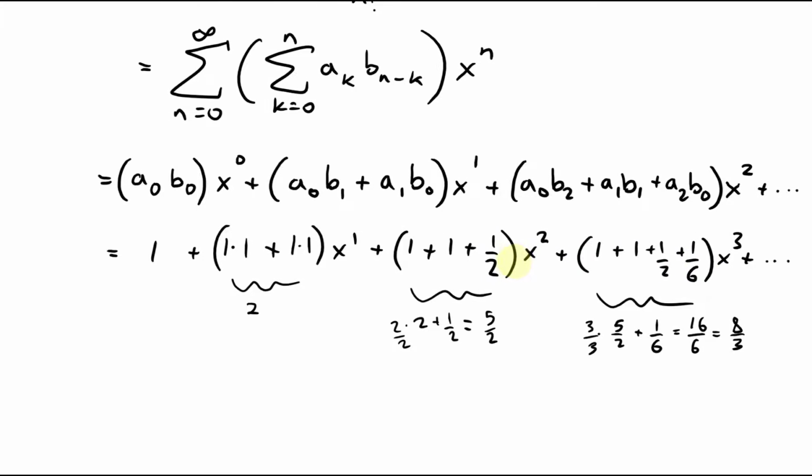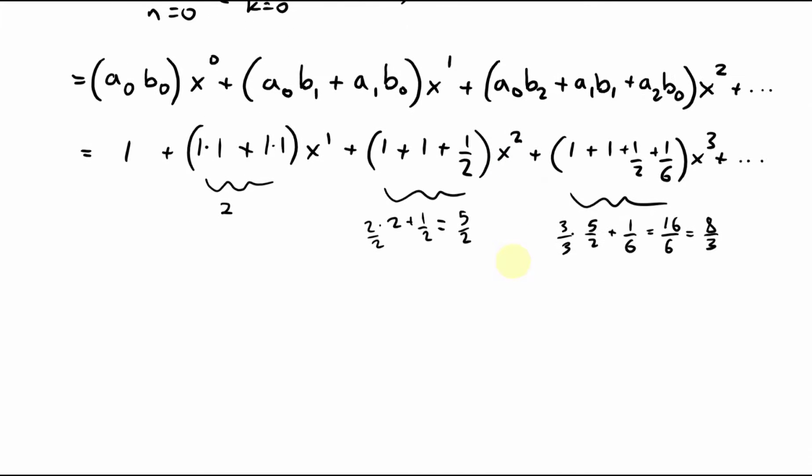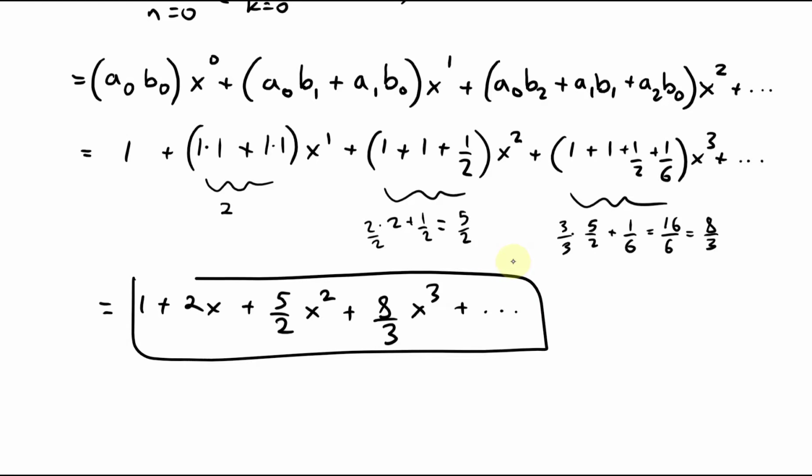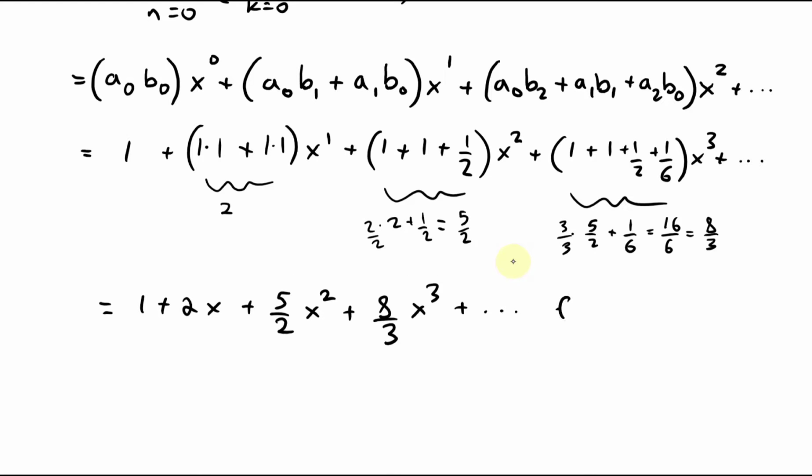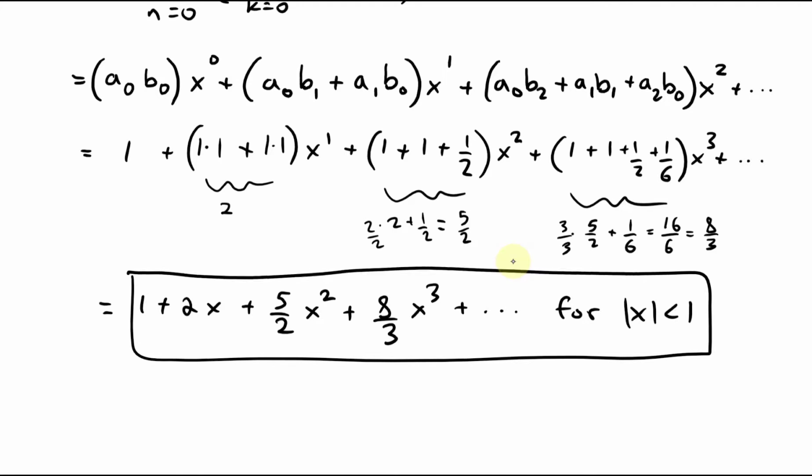So our first 4 terms is equal to, and let's just write this down, this equals 1 plus 2x to the power of 1 plus 5 over 2 x squared, and then plus 8 over 3 x cubed, and that's 4 terms, plus dot dot dot, like that. And just for completeness, let's write the absolute value of x is less than 1, so the radius of convergence, like that, and circle this. So there is our answer.